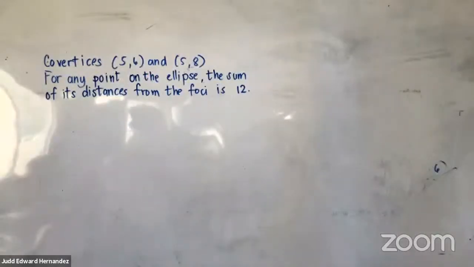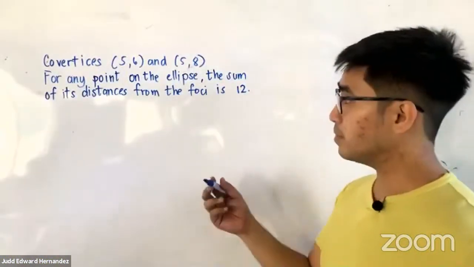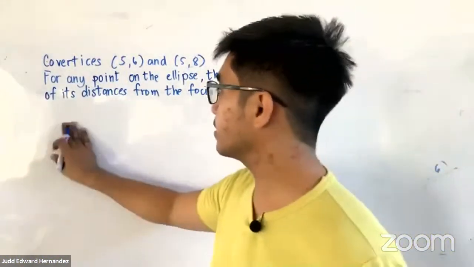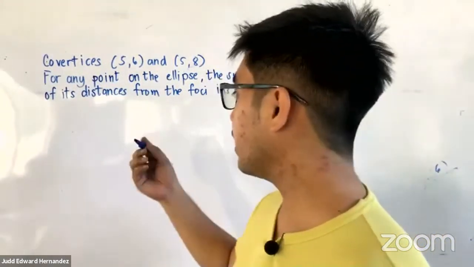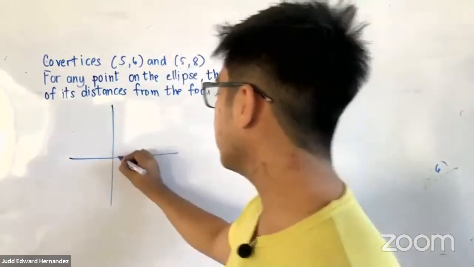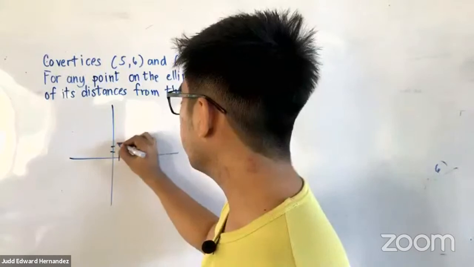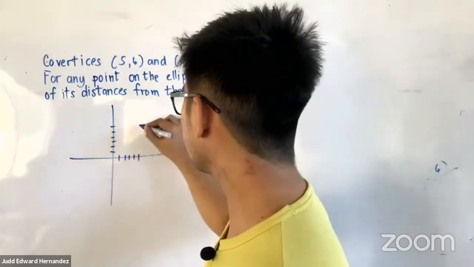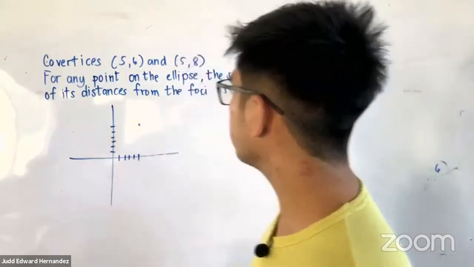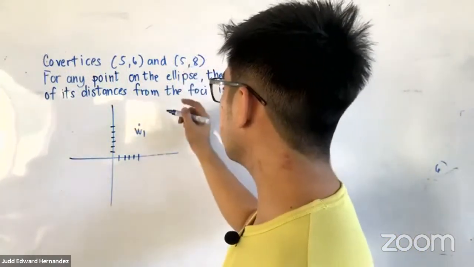Tuturo ko sa inyo yung proper way ng pag-solve sa kanya. So ang sabi sa atin, we are given the co-vertices. Okay, so binigyan tayo ng co-vertices. Saan daw yung co-vertices natin? Plot na natin agad. 1, 2, 3, 4, 5. 1, 2, 3, 4, 5, 6. Sabihin natin that is W1, (5, 6). At ang W2 natin is (5, 8).